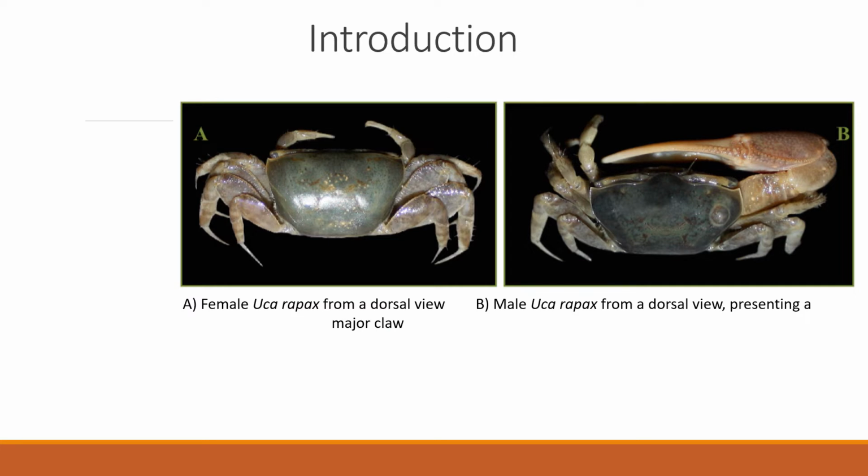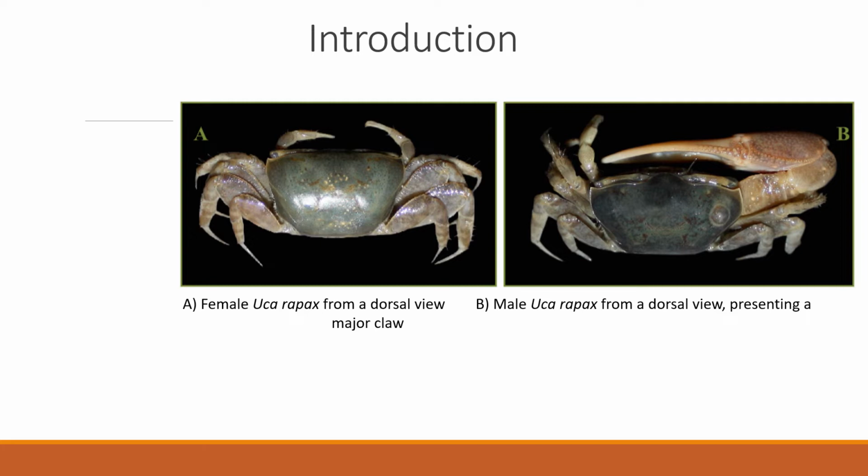Ocypodids from the genus Uca present a marked sexual dimorphism, which is easily visible as the male develops a major claw which can reach up to one-third of its total weight, while the other claw remains reduced. This is known as heterochely.